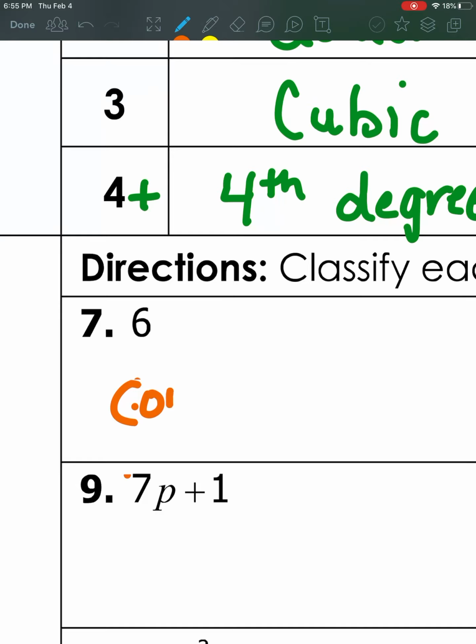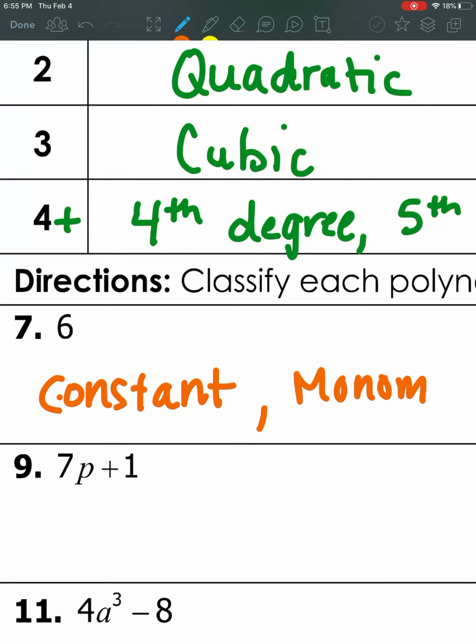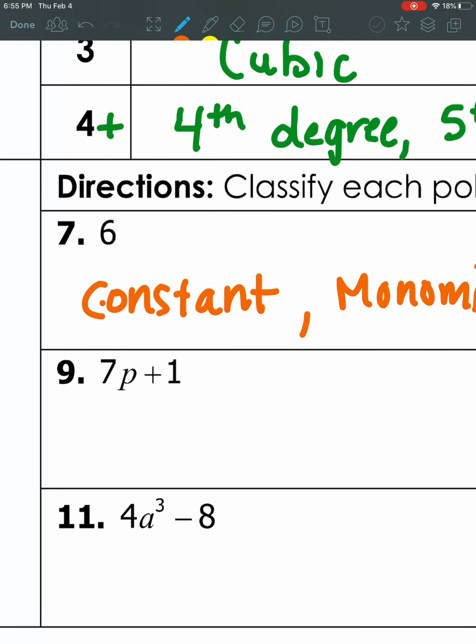There's no variable on it, so we do not have a degree. The degree would be 0, so we would call that a constant. Then how many terms are there? There is just one term. It's just a number, so that is a monomial.